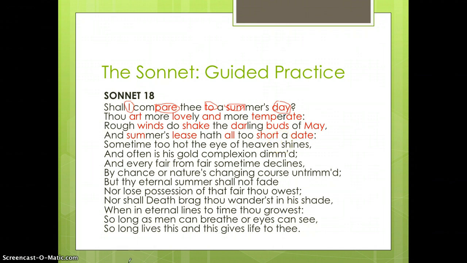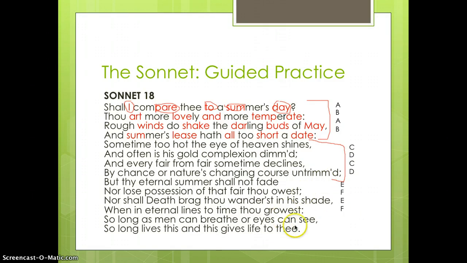The rhyme scheme, let's look at the first 4 lines. This is the first group of 4. And you can see a pattern of rhyme. What is it? A, B, A, B. Hopefully you saw that. And then the next one is similar. You'll see these next 4 lines also have that rhyme pattern where it says shines, dimmed, declines, untrimmed. Then the third one is the same.